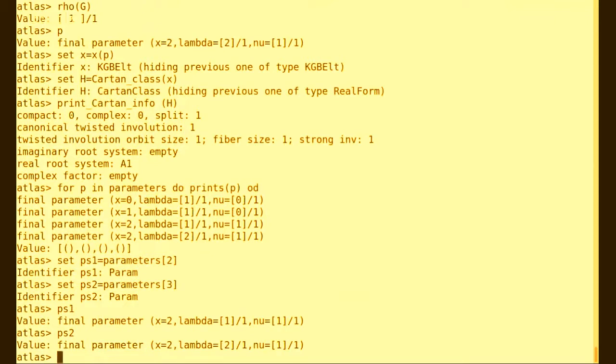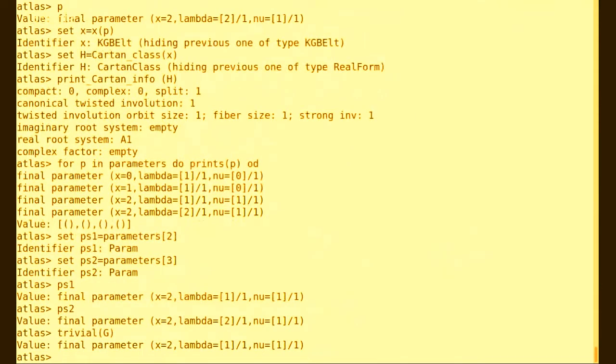So these are 2 principal series with the same nu. The only difference is lambda. And so one of these is the spherical principal series, and the other one is the non-spherical principal series. And there's a rho shift here, which takes a little bit of getting used to. What's the trivial representation of G? That's this one here.